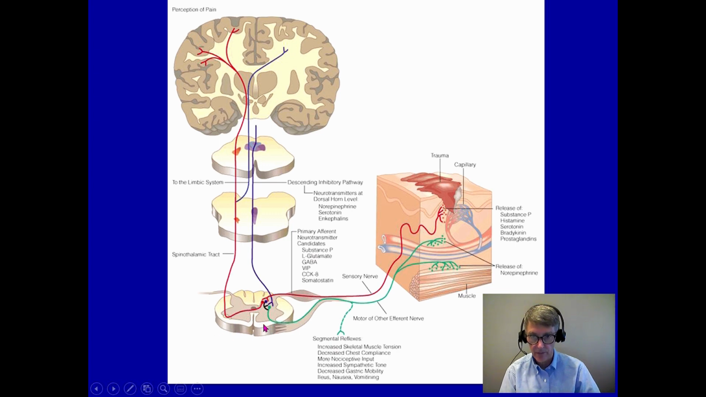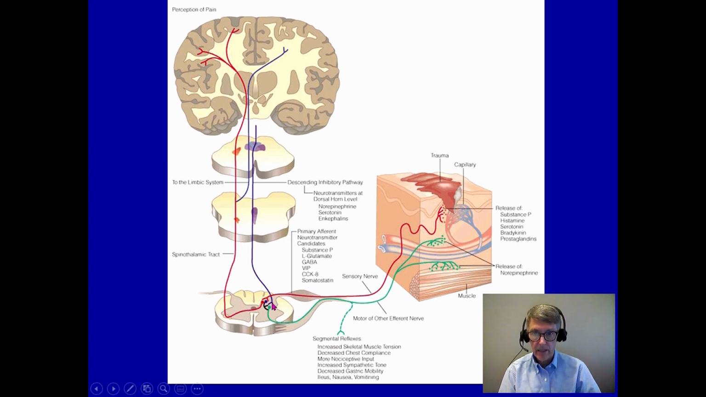This is the front of the spinal cord. This is the back or the dorsum of the spinal cord. Where the nerve enters, there's an interaction with the peripheral afferent nerve. There's also information from descending spinal thalamic tracts that send information into the dorsal horn.